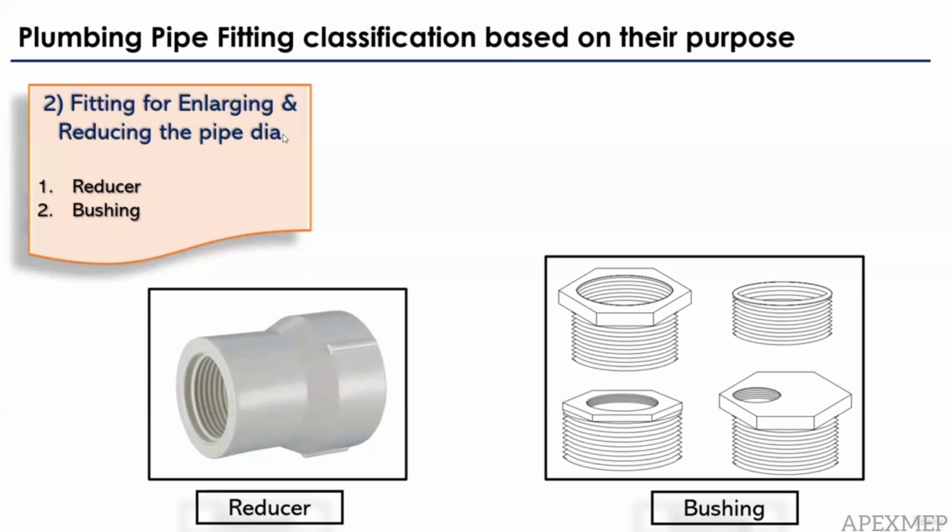Fitting for enlarging or reducing the pipe diameter. If you want to decrease the pipe diameter or you want to enlarge a pipe size, in that case we use two types of fitting. It can be a reducer or a bushing. So reducer, you see it will look like this one. Here we have a smaller pipe size and here we have a larger pipe size. In the case of bushing, we have threads and we can decrease or increase the pipe size as you can see in the figure.